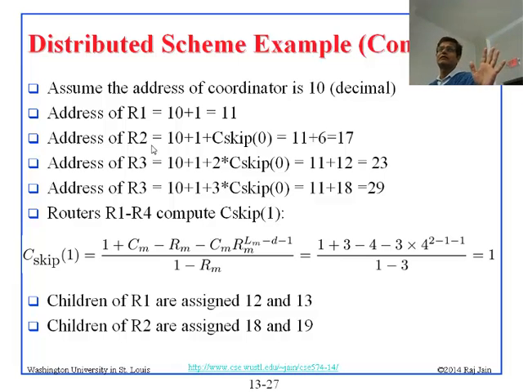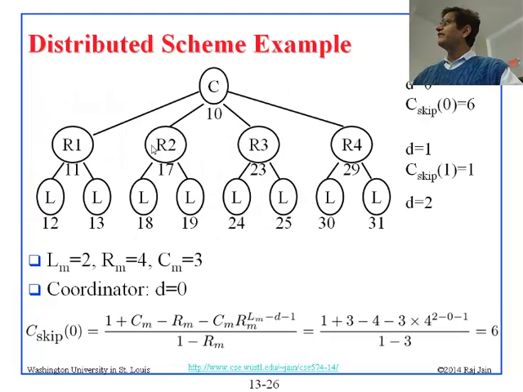And this is universal, because once you don't have any more children, you give every child 1. At the last level, here you get a 1. So then this router, if it gets 11, gives 12 and 13, 18, 19, and so on and so forth.